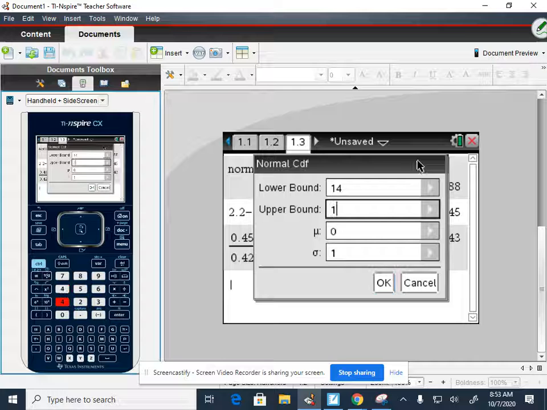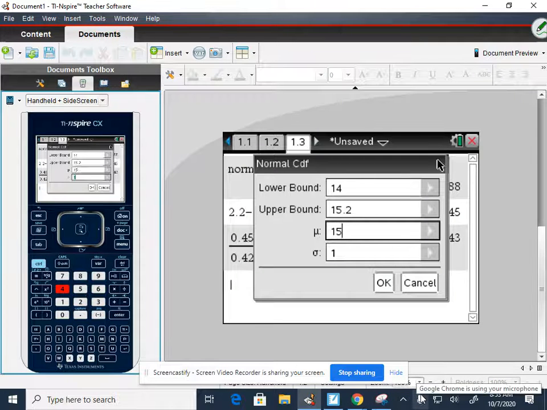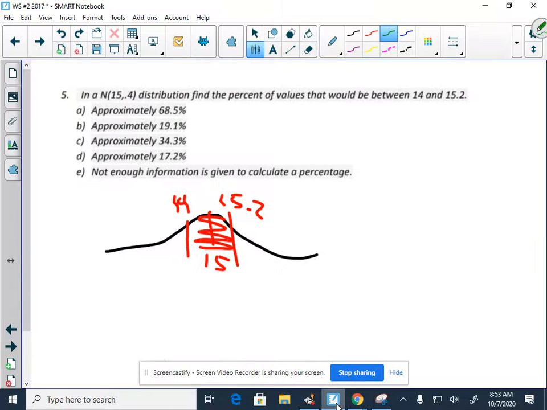We're going from 14 to 15.2. The mean is 15. The standard deviation is 0.4. Let the calculator do the work. You can use the raw scores. Those are raw scores. You don't need the standard deviation. So it should be 68.5. Now, what you can do is, of course, you can turn this into a z-score. It'd be some negative z-score. You can turn this into a positive z-score by subtracting the mean, divided by the standard deviation, but you don't have to. Okay, everybody, that making sense?